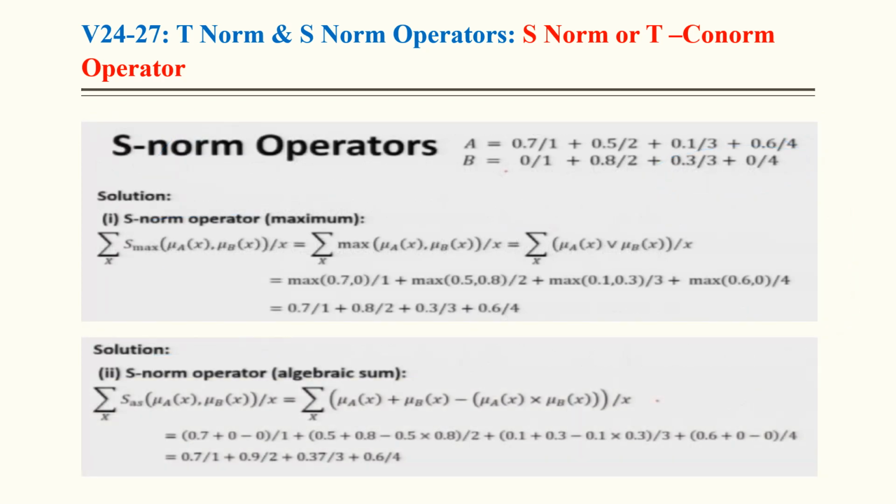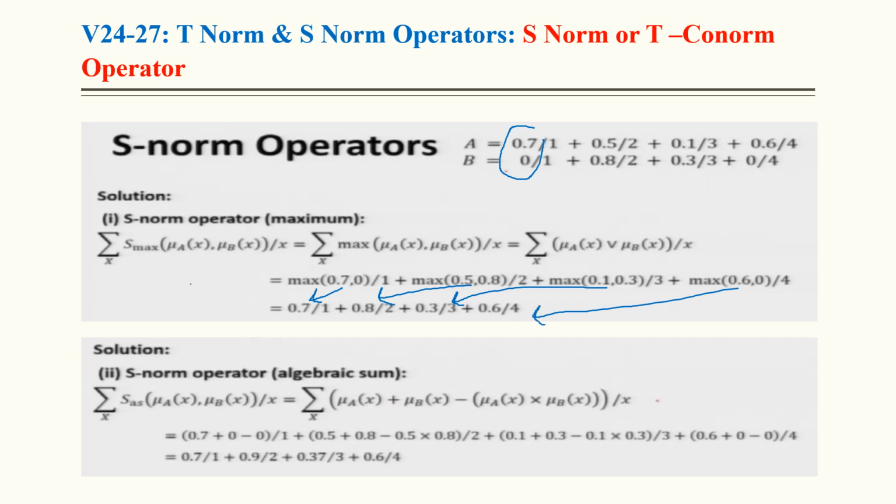S-norm operator, this is the question. The maximum of this is 0.7, so this is 0.7; maximum of 0.5 and 0.8 is 0.8; maximum of 0.1 and 0.3 is 0.3; and for 0.6 and 0, the maximum is 0.6.